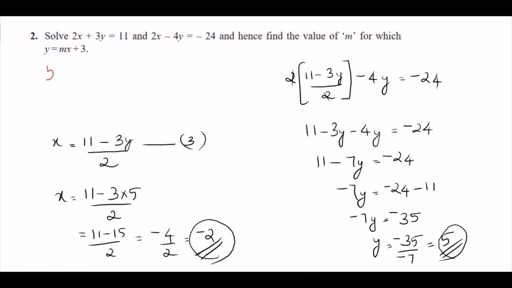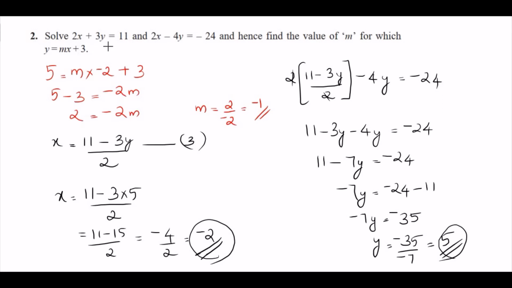So y is 5, m into x is minus 2 plus 3. Here you have to find the value of m. So 5 minus 3 is equal to minus 2m. I have taken this 3 to the left hand side. So 5 minus 3 is 2. 2 is equal to minus 2m. So m is equal to 2 by minus 2, that is equal to minus 1. So the value of m is minus 1.